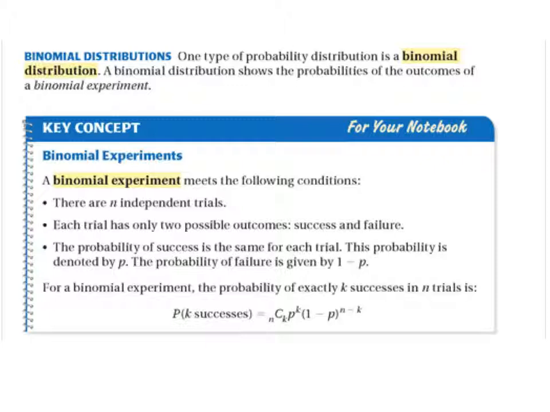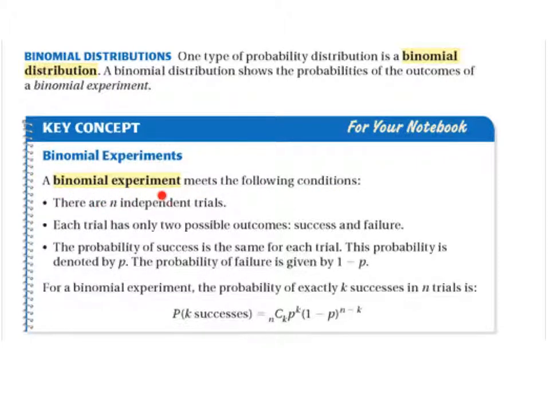All right, moving on. Binomial distributions. One type of probability distribution is a binomial distribution. A binomial distribution shows the probabilities of the outcomes of a binomial experiment. What is a binomial experiment, you may ask? Well, a binomial experiment meets the following conditions.